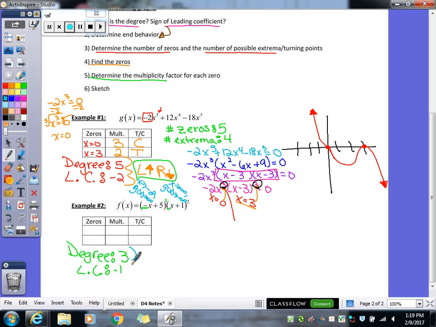So that means I have an odd degree. My leading coefficient is negative, so the left side will be going which way? Up or down? Up. Right side will be going down. How many zeros can we expect to find? 3. And our number of extrema would be 2. You just take your degree and subtract 1. That's going to be your number of extrema. Again, those are your maxes and mins. In our last problem, we said we would have at most 4. We only ended up with 1 minimum in there, and 1 maximum, so we ended up with 2.